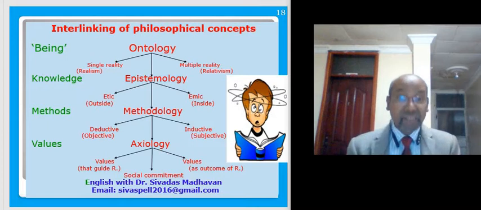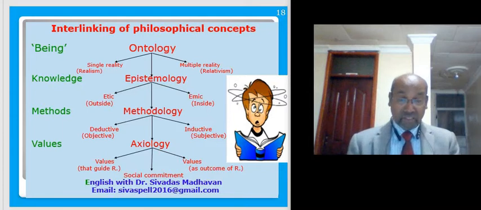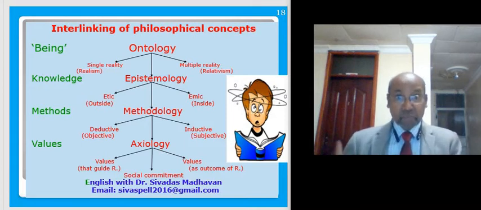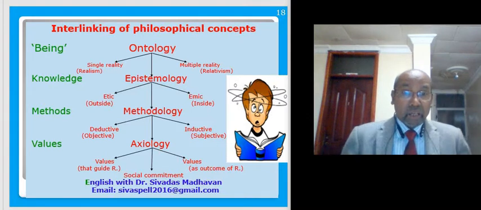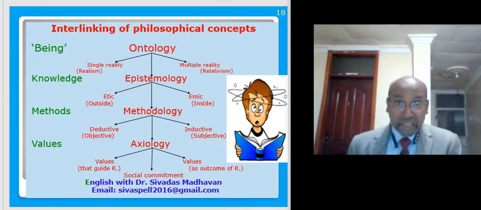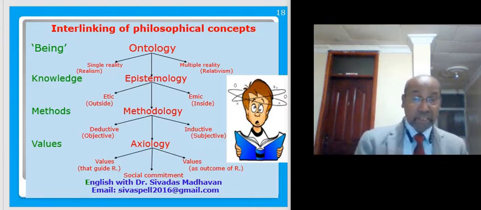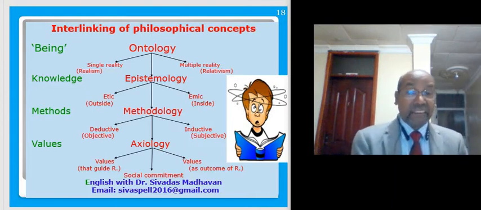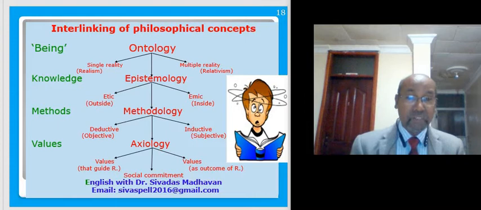So believable, true, justifiable ideas, that is knowledge. And the study of this knowledge is epistemology. Epistemology is also dichotomous. There are two aspects, emic and etic. Emic means from inside, etic means from outside. Or philosophical epistemology has two branches. One is empirical and the other one is rational. Empirical knowledge is based on experience and observation. But rational knowledge is based on reason and logic. So the study of epistemology, it must be there.